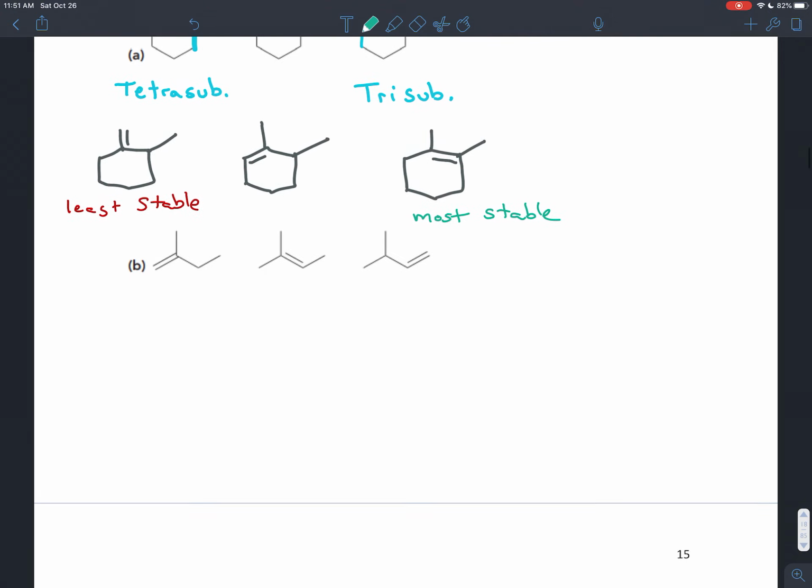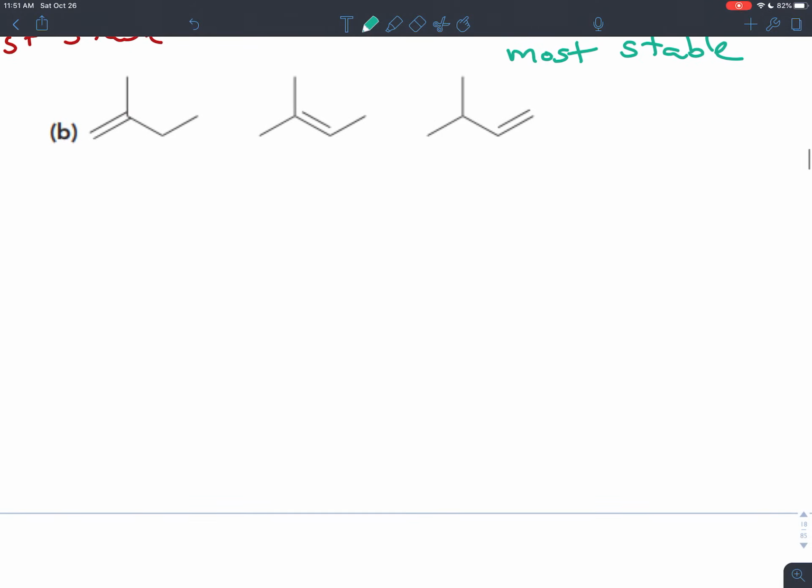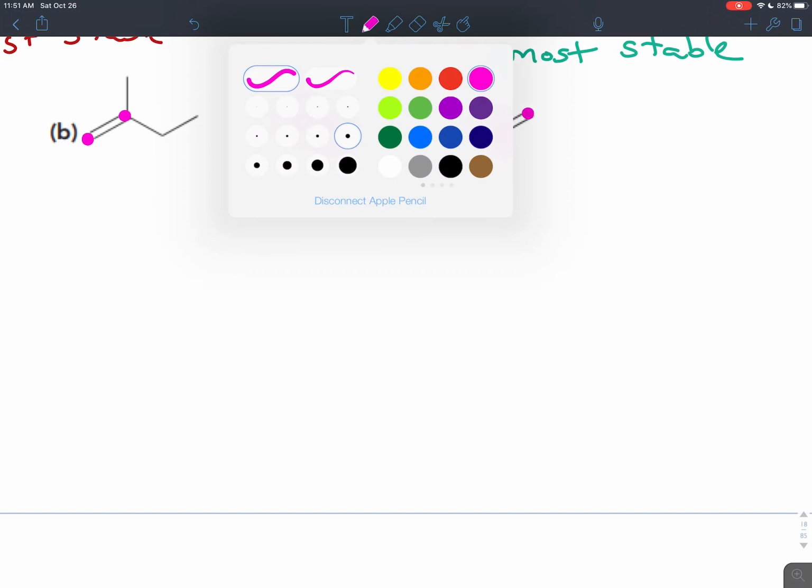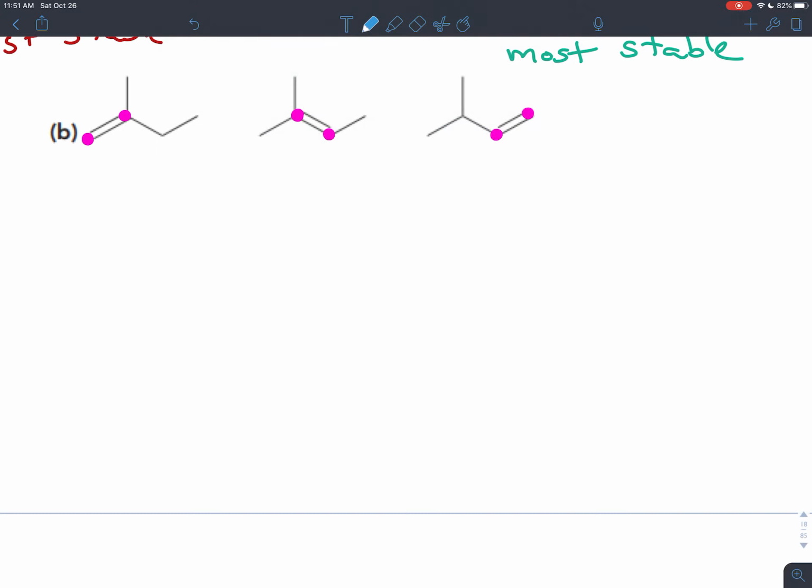Okay, we can follow that same line of thinking with B. Put pink dots on each of the carbons in the double bond. We want to think how many carbons are bonded to those pink dots. Well, we have 1, 2 in this first one, so that's going to be disubstituted. There's only 2 carbons coming off of those. Notice we don't count the bonds in the double bond, it's just what's coming off of the double bond. In this other one, we have 1, 2, 3, so that's going to be trisubstituted. And in this last one, we only have 1, so monosubstituted.